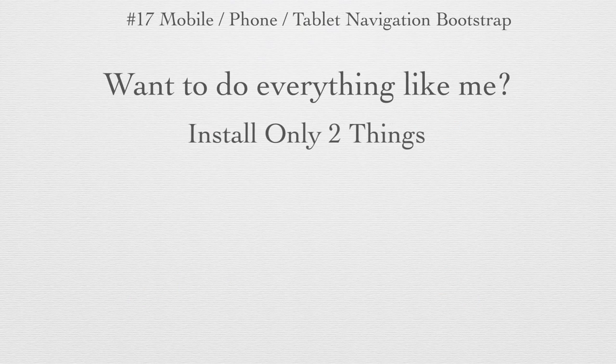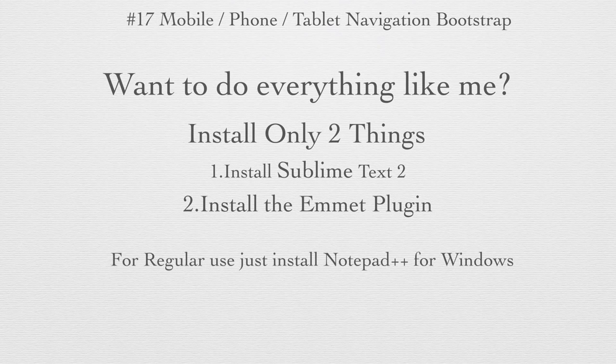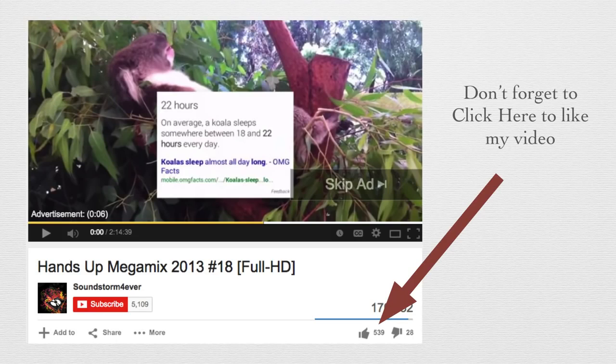For those of you that want to do everything like me, I use Sublime Text. You can use whatever code editor you want. But if you want to do everything like me, that's how you do it. Sublime Text or install the Emmet plugin. And for those of you that for some reason cannot install this software, go ahead and download Notepad++. It's free for Windows, or Text Wrangler for Mac.